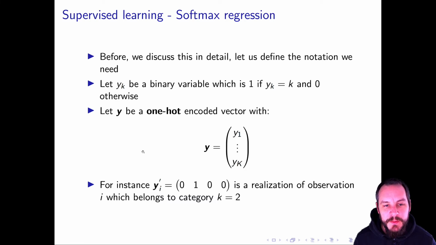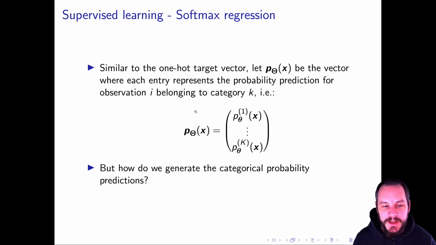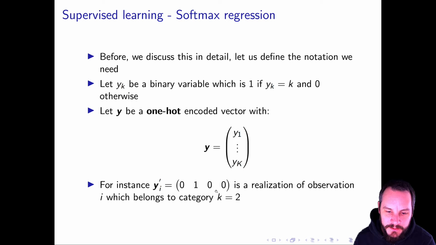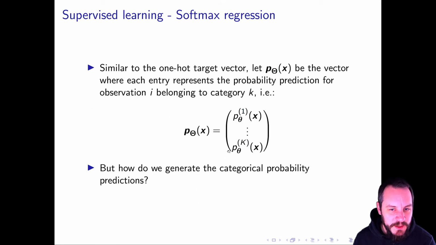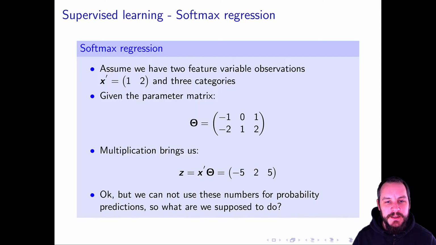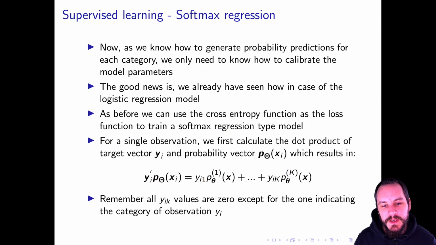Why do we do this? In order to easily get the probability prediction for the category that we're actually observing. Assume now we have our probability vector, and we calculate the dot product of the one-hot encoded target vector and the probability vector. Then we have 0 times the first probability prediction plus 1 times the second probability prediction plus 0 times the third, and so on. So what only remains if we calculate the dot product of this one-hot encoded vector and the probability prediction vector is the probability prediction for the category that we actually observe with respect to the training data that we use. So this is what we can see here. Yeah, this is how we calculate the dot product.